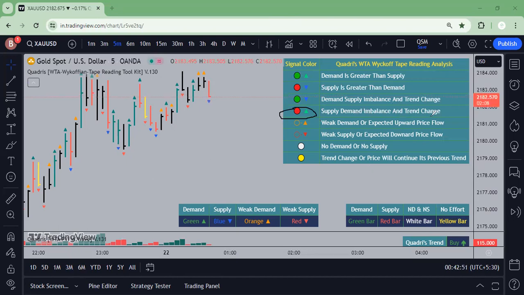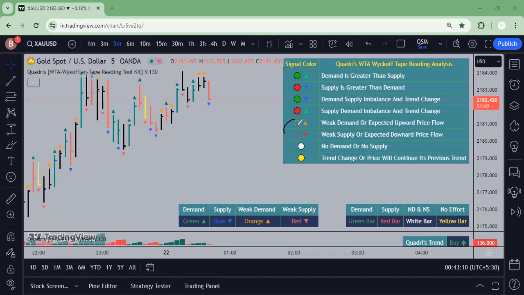Supply demand imbalance or a trend change when a red candle with a green triangle appears. Here also a trend change was evident. As price was moving upwards, the trend change suggested price would come down. So this happened.